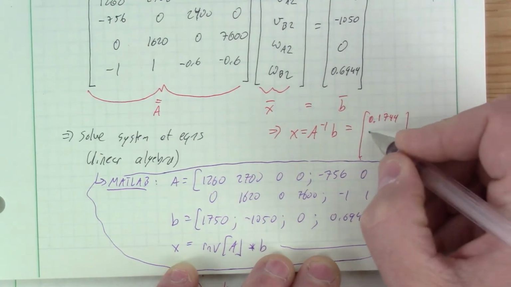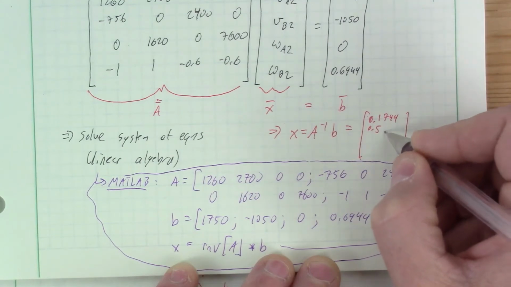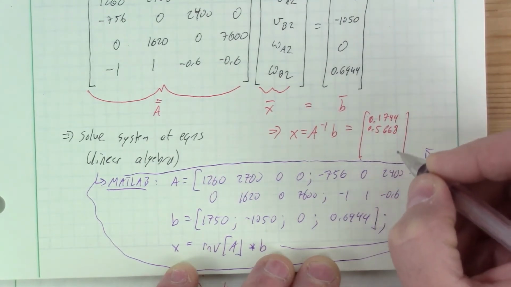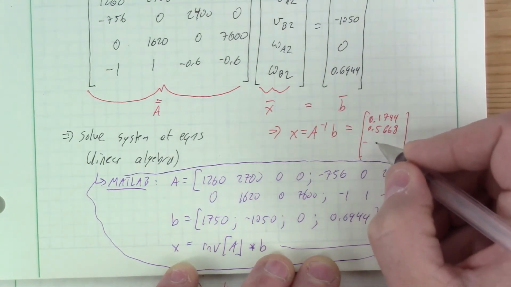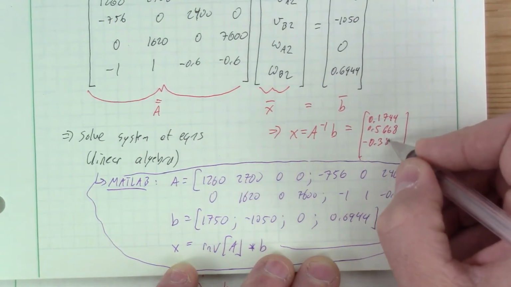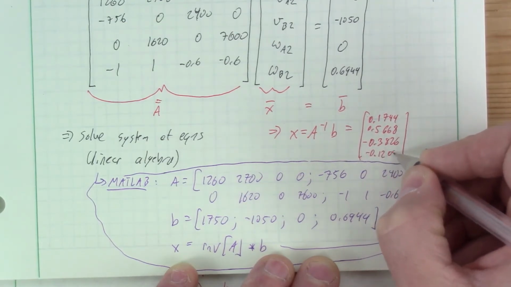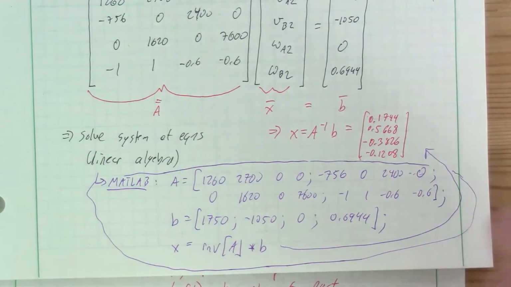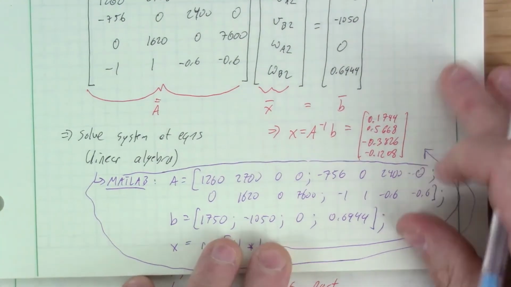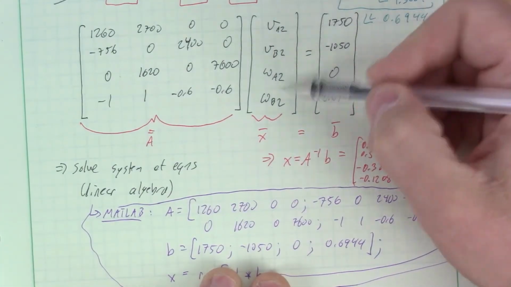0.1744, 0.5668, negative 0.3826, negative 0.1208. And the way we interpret this, these are the solutions in that order.